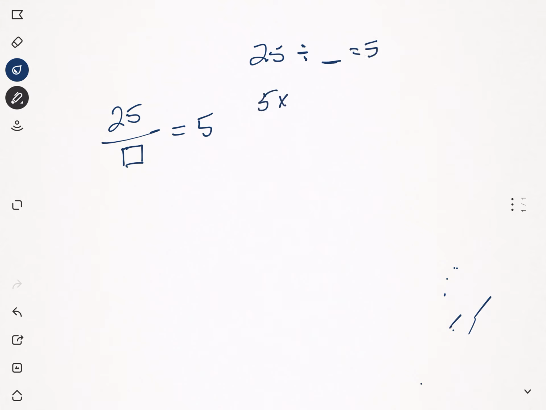Number 1 says 25 over a number we don't know is the same as 5. That's the same as asking 25 divided by a number we don't know equals 5, or 5 times a number we don't know equals 25.